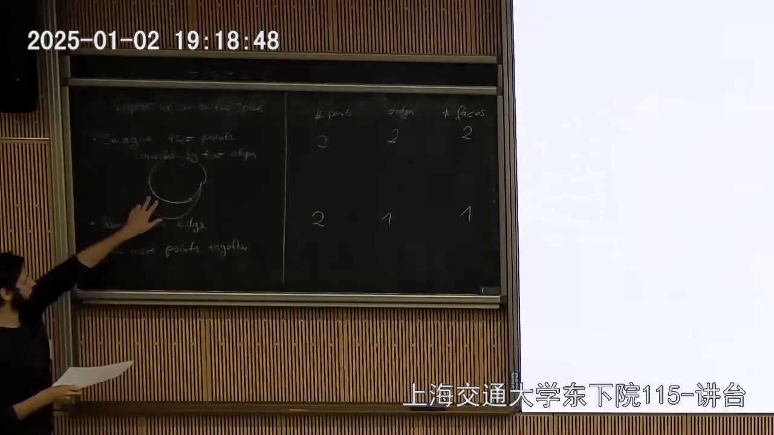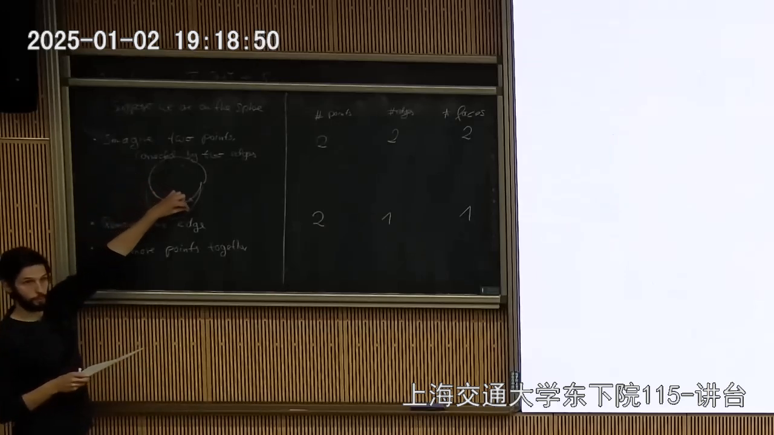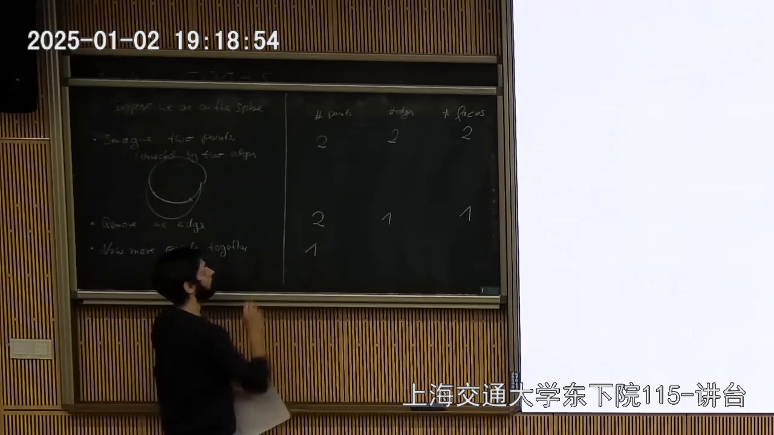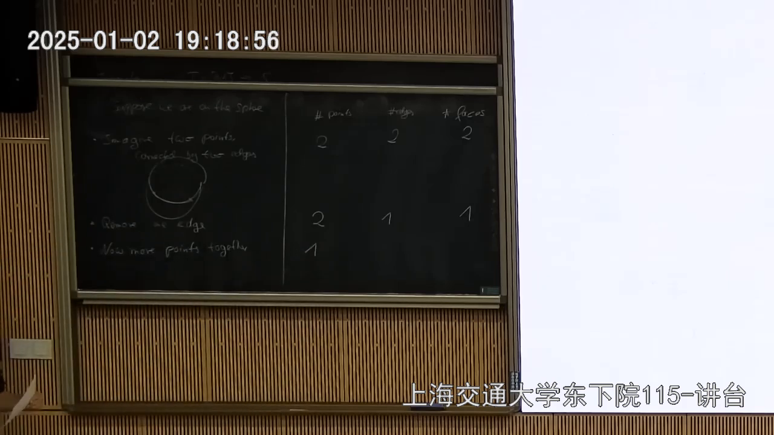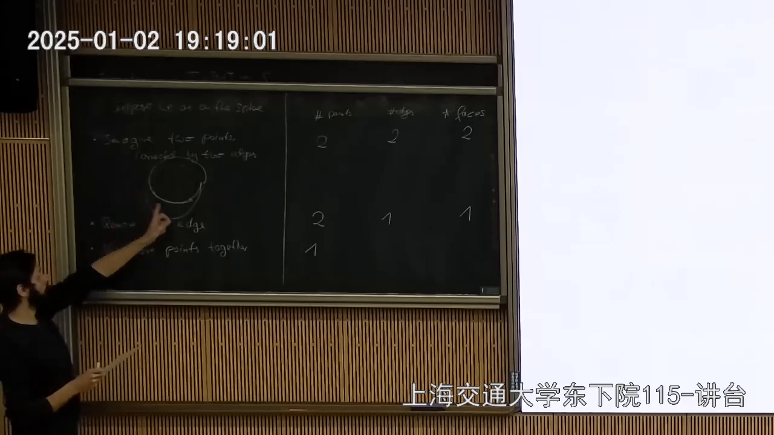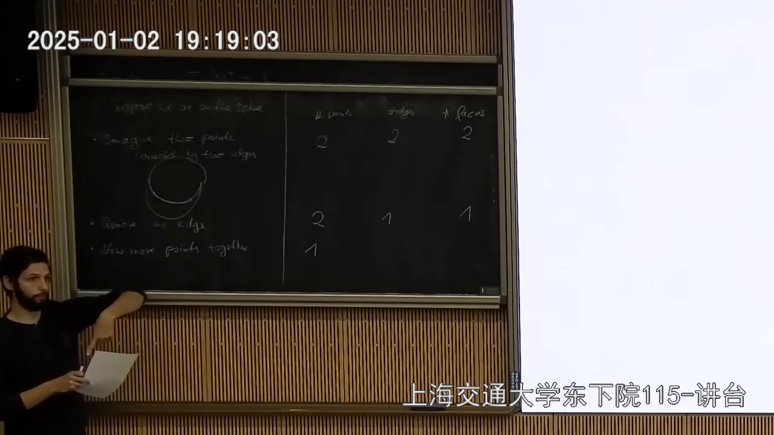So if you move the red points together so that they lie on top of each other, what we end up with is one point, because they are on top of each other. We only have one edge, namely the blue one, but which is going around one circle now.